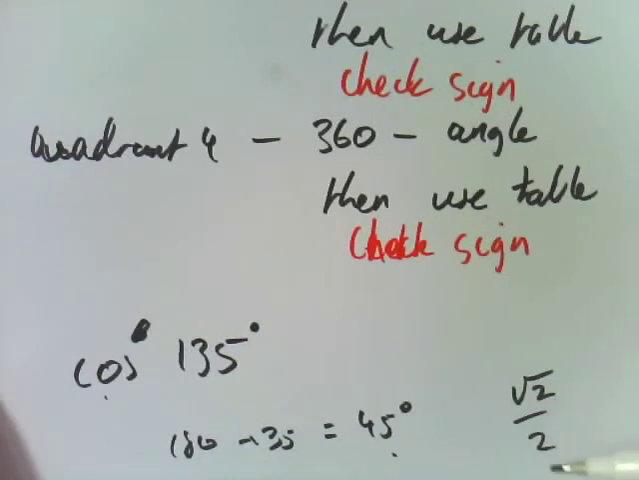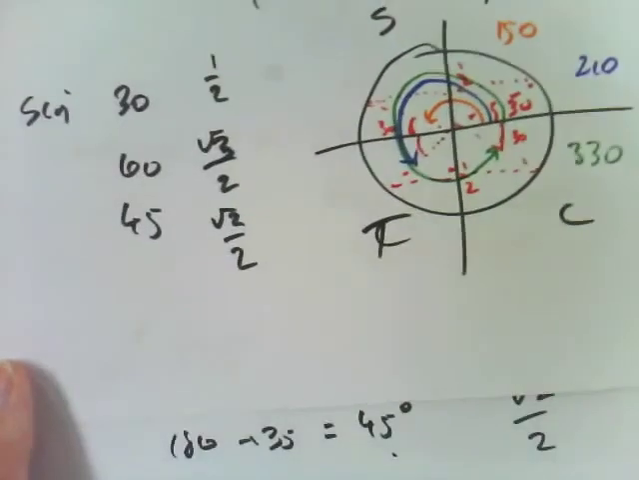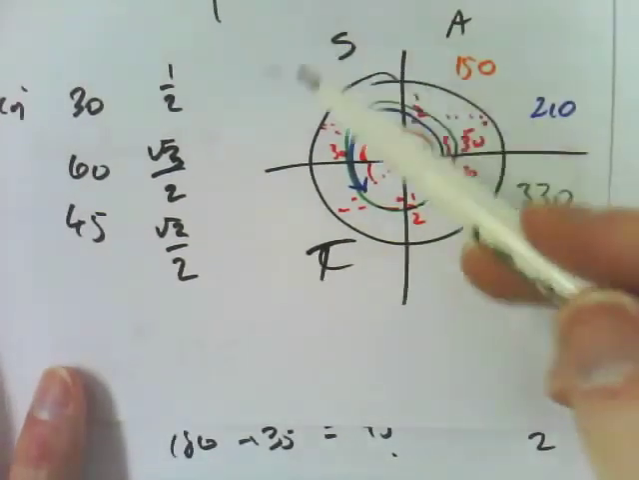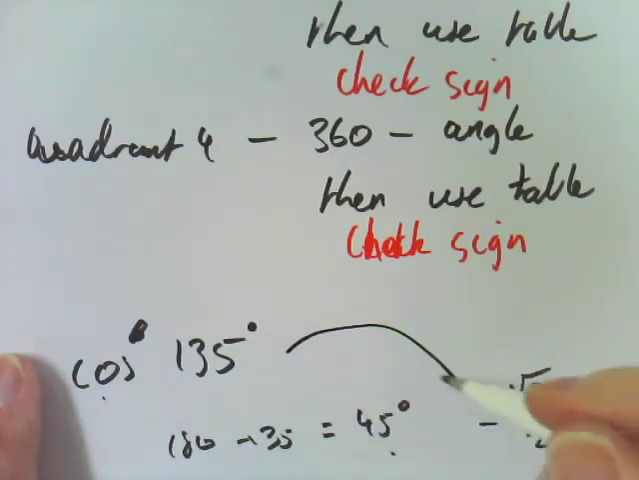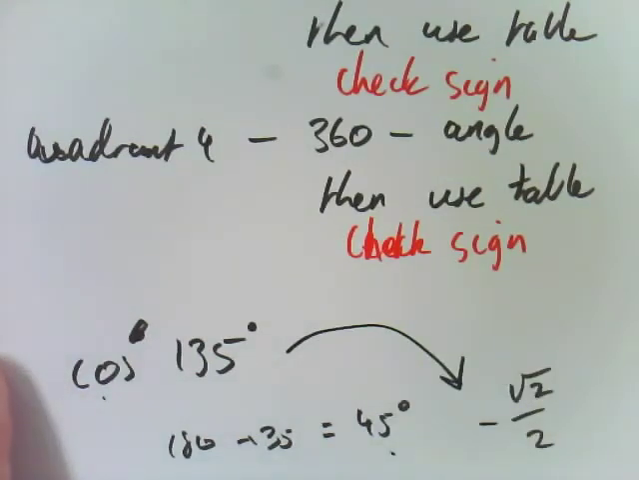Now, is it positive or is it negative? If we're cos in quadrant 2, if I get this back up just to show you, am I positive or negative? Negative. So there's our answer. Cos 135 is negative square root 2 on 2.